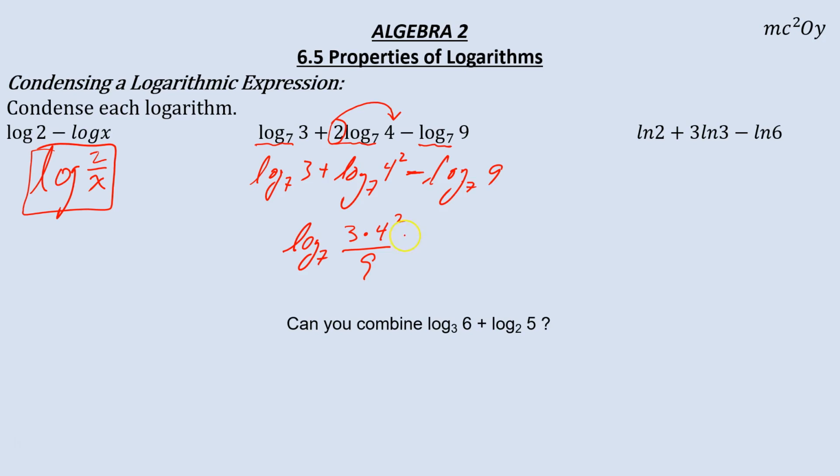Now I can actually simplify this here, right? I know that 3 and 9 I can cancel. Make that a 1, make that a 3. All right, so I actually end up with log base 7 of 16 over 3.